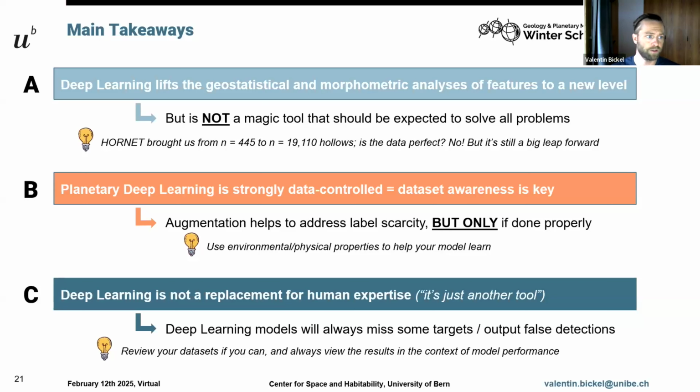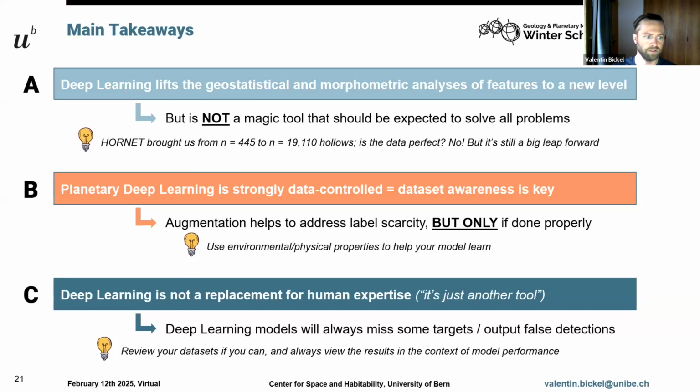And the second point that I want to communicate is that planetary deep learning is strongly controlled by the data. So dataset awareness is key, it's absolute key. And augmentation can help you to address the data issues, can help you to address label scarcity, but only if you do it properly. And always think about environmental and physical properties that might help or impede your model in learning certain targets and backgrounds.